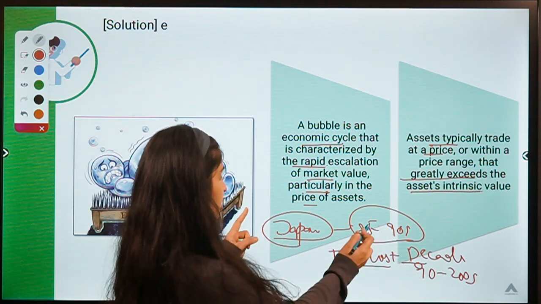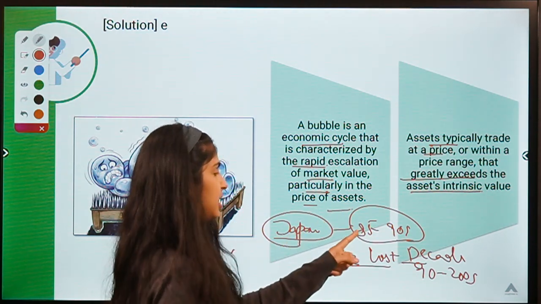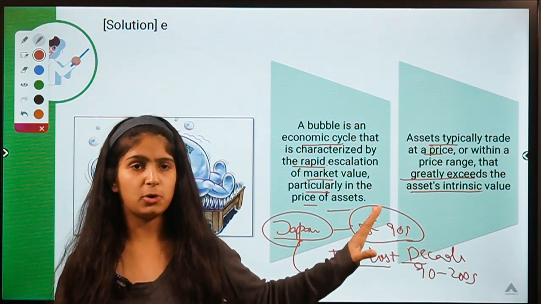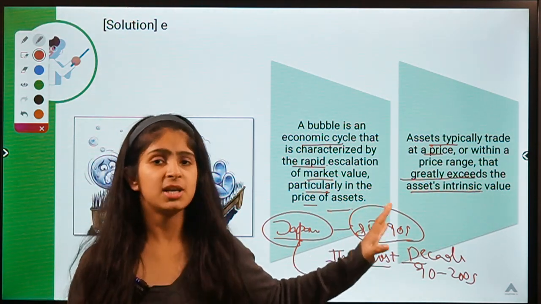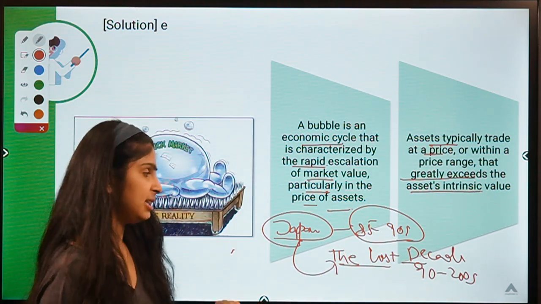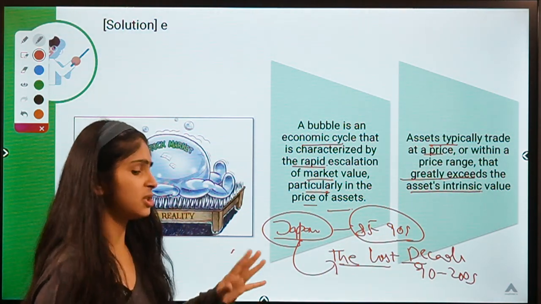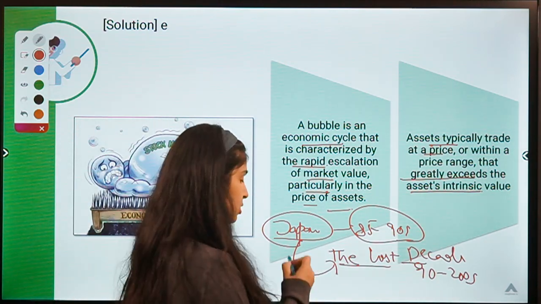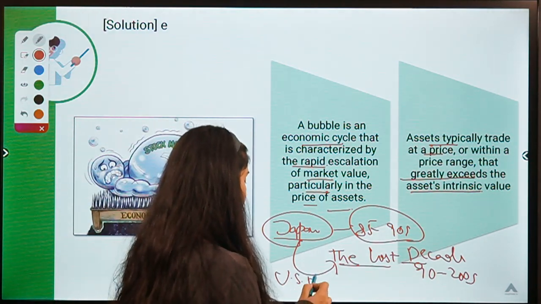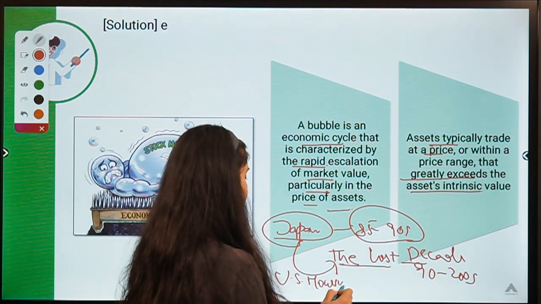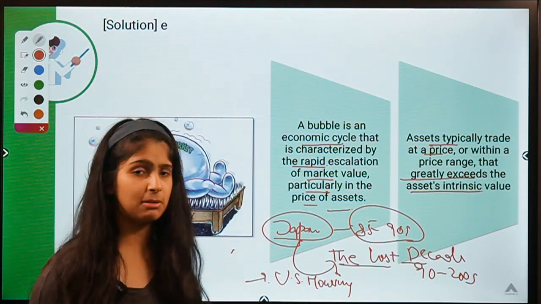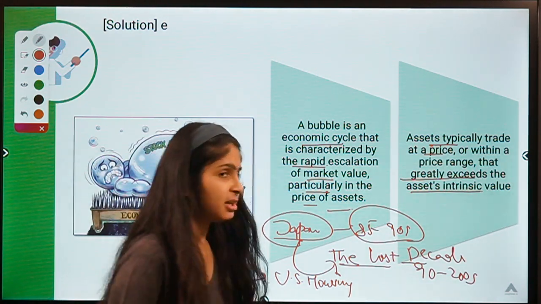See, a rise in asset prices, creation of a bubble in the 90s, followed by a fall in prices or some recessionary tendencies, right? So this is one very famous example. Apart from this, we all know the US housing bubble. I think we have discussed this crisis, the US financial crisis, housing bubble creation in detail, right?